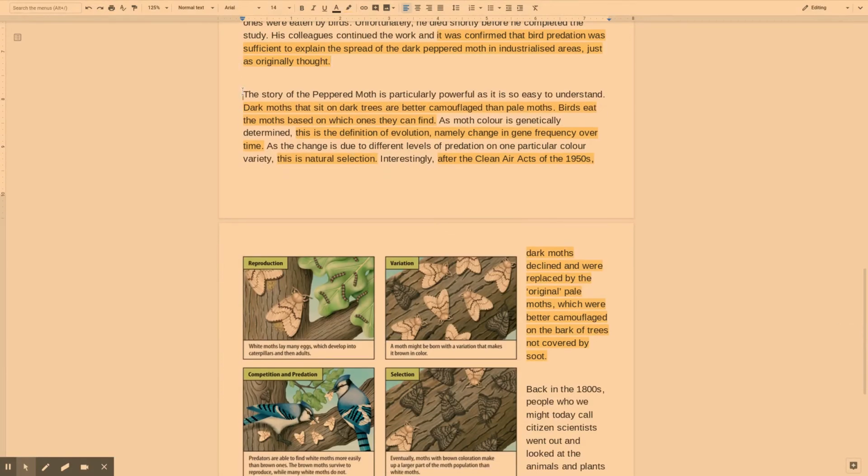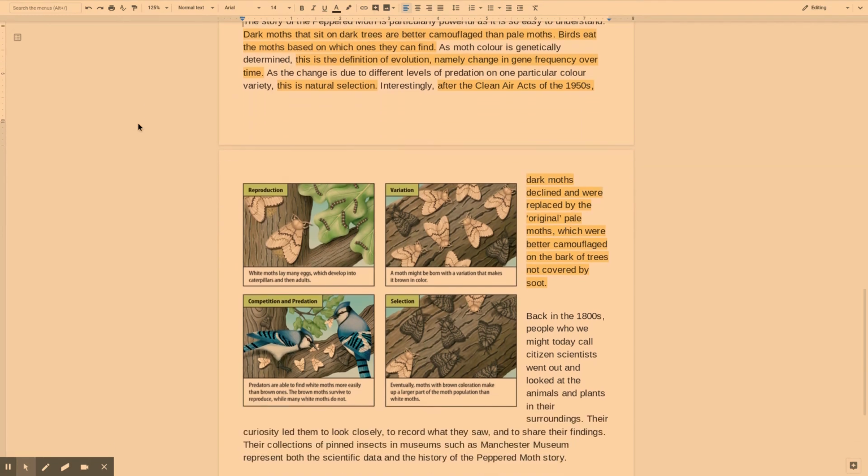The story of the peppered moth is particularly powerful as it is so easy to understand. Dark moths that sit on dark trees are better camouflaged than pale moths. Birds eat the moths based on which ones they can find. As moth color is genetically determined, this is the definition of evolution, namely that change in gene frequency over time. As the change is due to different levels of predation on one particular color variety, this is natural selection.